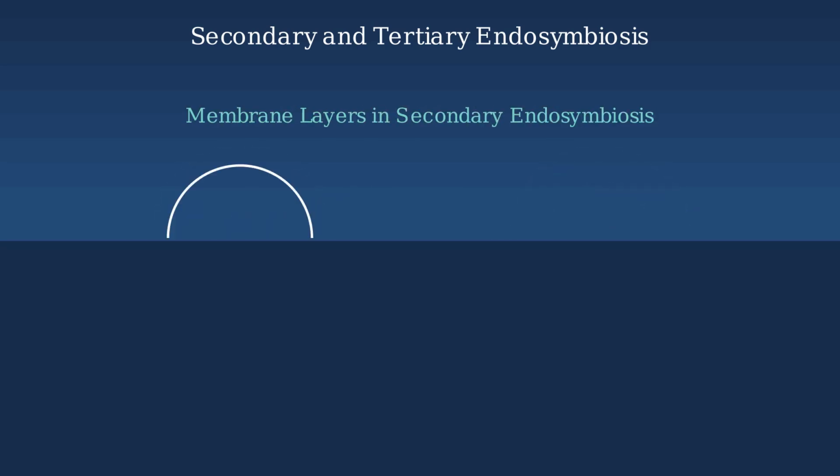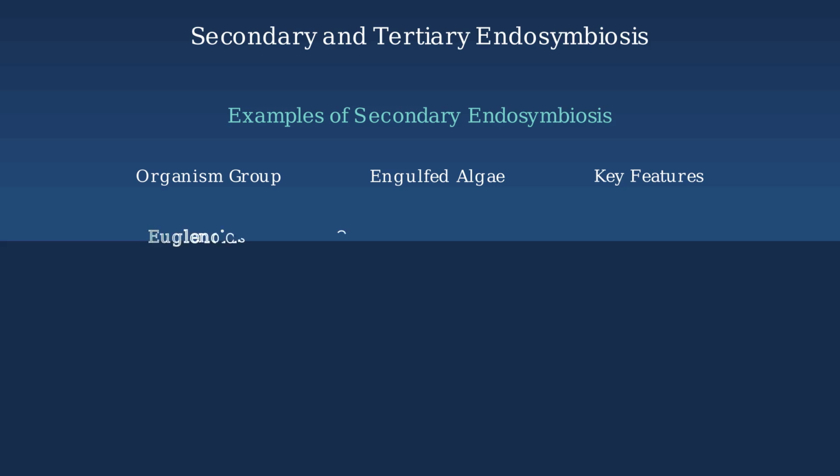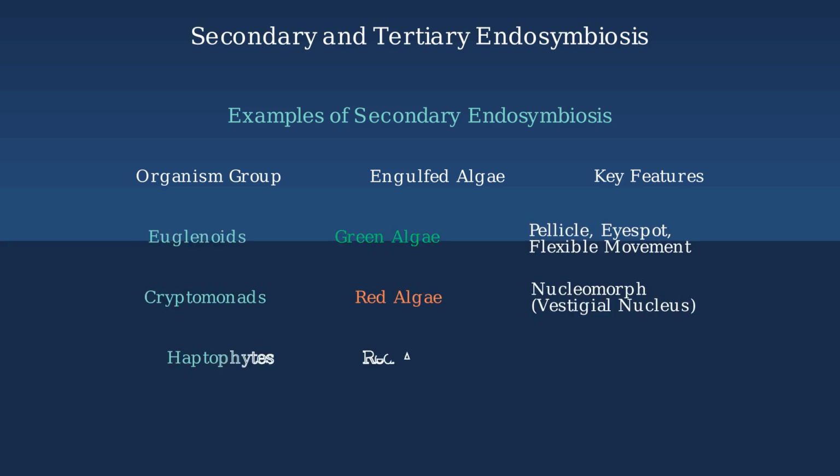The result of secondary endosymbiosis is a complex plastid with 4 membrane layers: the host cell membrane, the engulfed cell membrane, and the original double membrane from the chloroplast. This process has occurred multiple times in evolutionary history, giving rise to diverse groups of algae with complex plastids. Let's look at some examples of organisms that evolved through secondary endosymbiosis. Euglenoids obtained chloroplasts from green algae, while cryptomonads and haptophytes engulfed red algae.